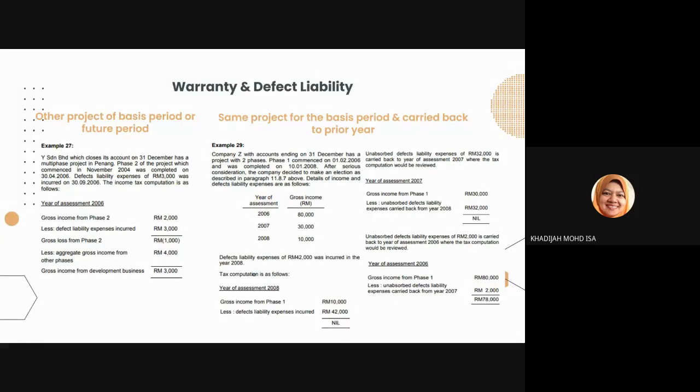Defect liability is 42,000 in 2008. So 2008 32 tu dia bring back, dia panggil apa? Carried back. They carried back to prior year. So okay, class, just to get you clear, 2006 you had the income 80,000, 2007 30, 2008 10, and only in 2008 you have 42,000 expenses there.